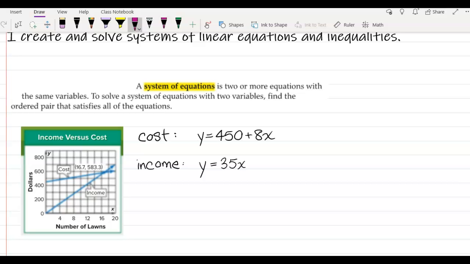In other words, right here at 4 yards, the cost is greater than the income. You're losing money if you only get to mow 4 yards. But up here, once we get to about 18, notice you're making more money than it costs you, and that's where you start to make a profit.